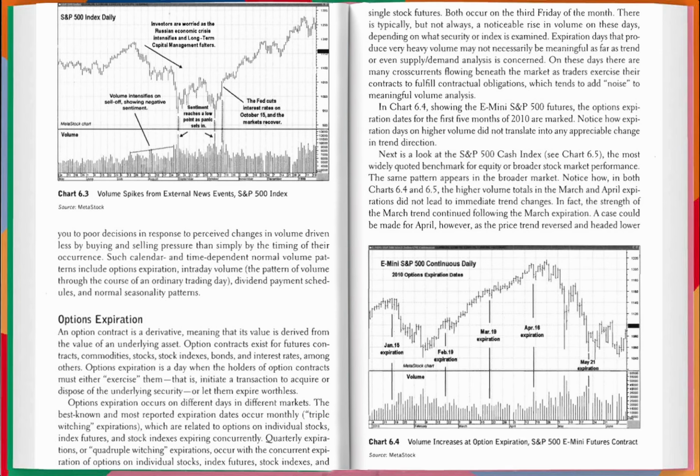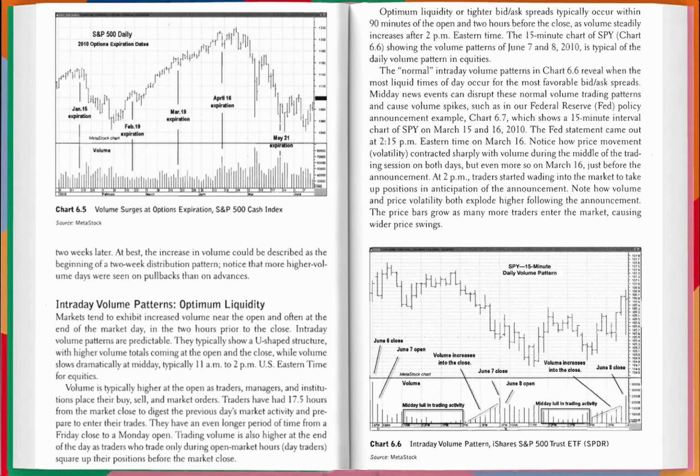Notice how, in both Charts 6.4 and 6.5, the higher volume totals in the March and April expirations did not lead to immediate trend changes. In fact, the strength of the March trend continued following the March expiration. A case could be made for April, however, as the price trend reversed and headed lower 2 weeks later. At best, the increase in volume could be described as the beginning of a 2-week distribution pattern. Notice that more higher volume days were seen on pullbacks than on advances.